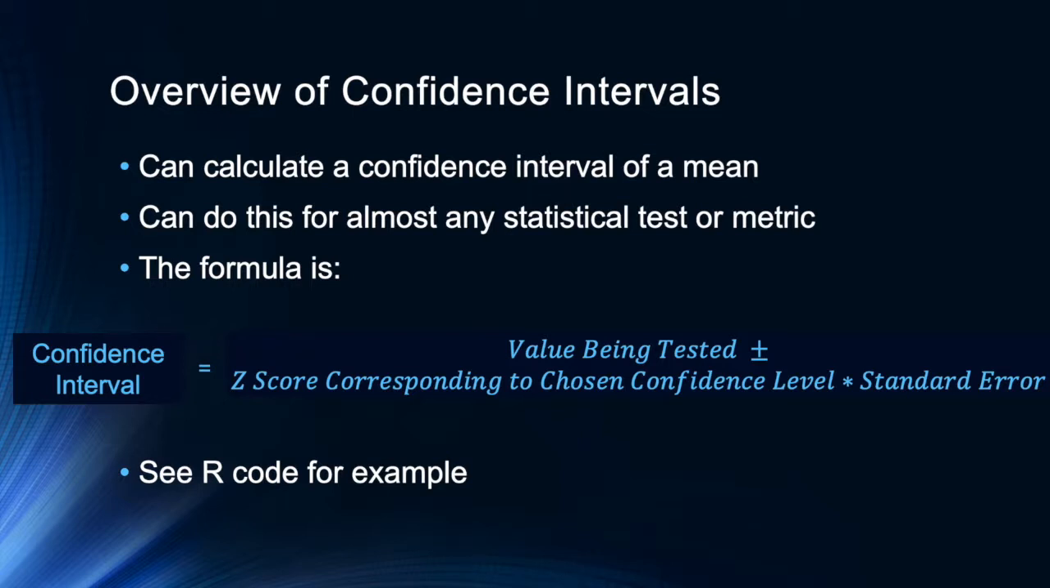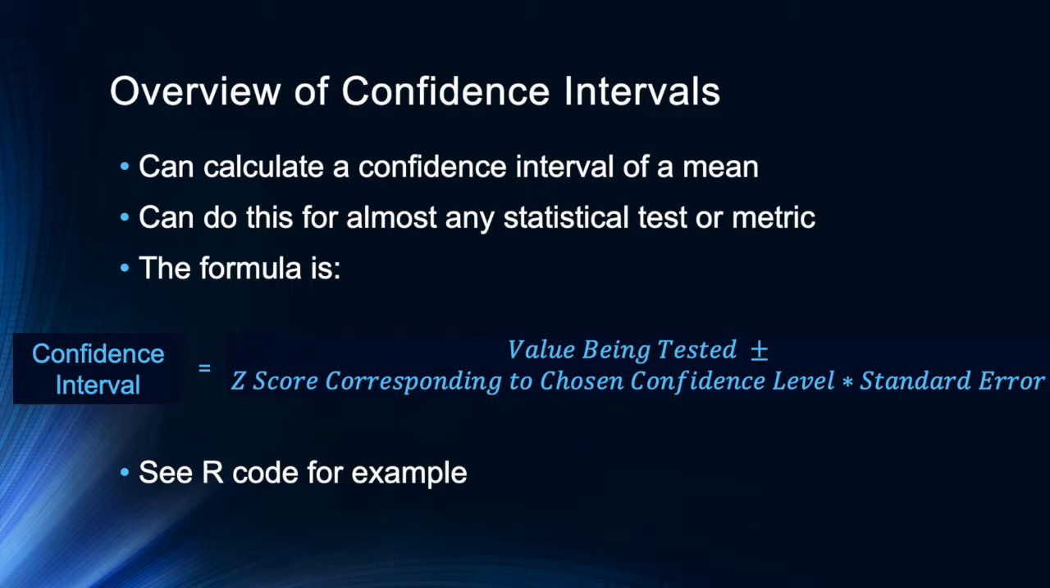So you can calculate a confidence interval. You have a value that is outputted from, say, a t-test or a chi-square. Those are statistical tests. We're going to cover the first one next week. But to get the confidence interval for that individual value that comes out of a statistical test, you add and subtract the z-score times the standard error.